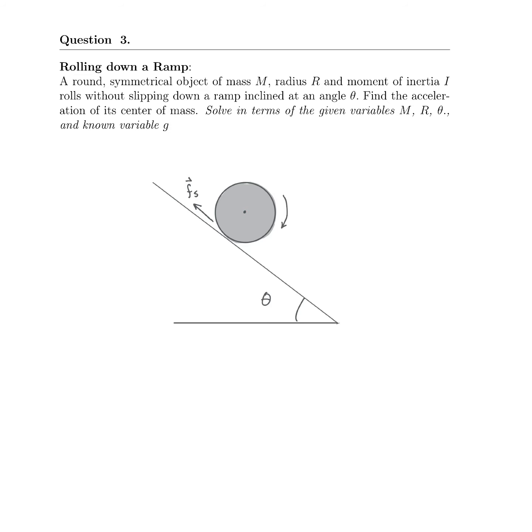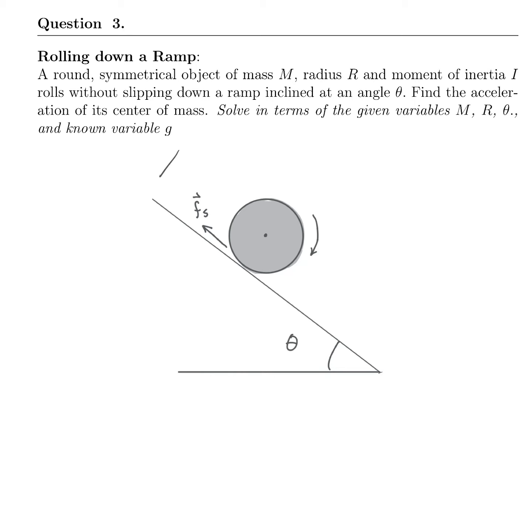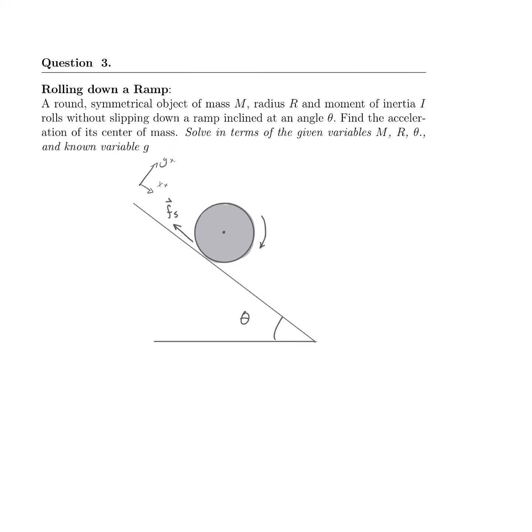Okay, so to start, we're going to do a couple of things. First, we're going to pick our coordinate system. I'm going to choose this to be my coordinate system, so positive x down the slope and positive y. And I know that my center of mass is moving down the slope this way, right? I, however, need to solve for it in terms of these variables: m, r, theta, and g. So I'm going to have to relate my torque in this equation as well.